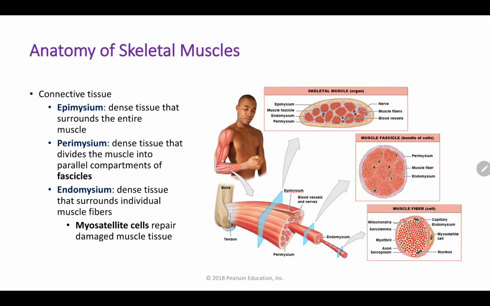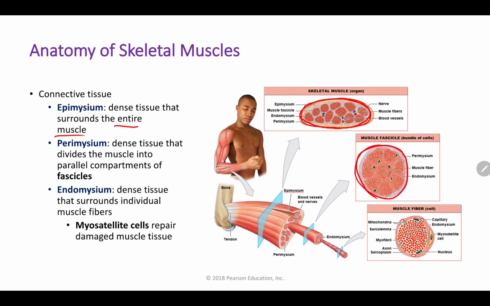And of course, those skeletal muscles are going to be wrapped around by connective tissue. So remember the epimysium. Epimysium is going to be that dense connective tissue layer that surrounds the entire muscle. The perimysium that we see right here is that dense connective tissue that divides the muscles into parallel compartments of fascicles. And it's this perimysium that covers a muscle fascicle.